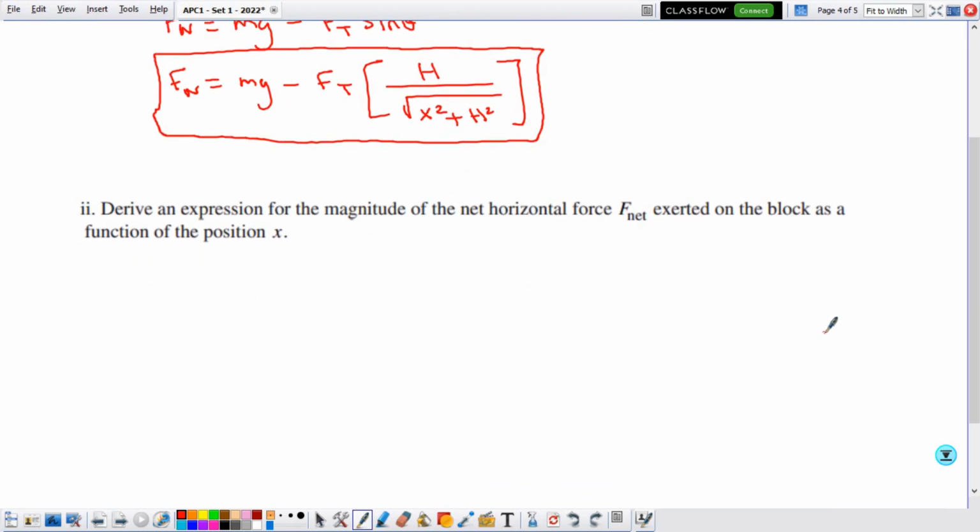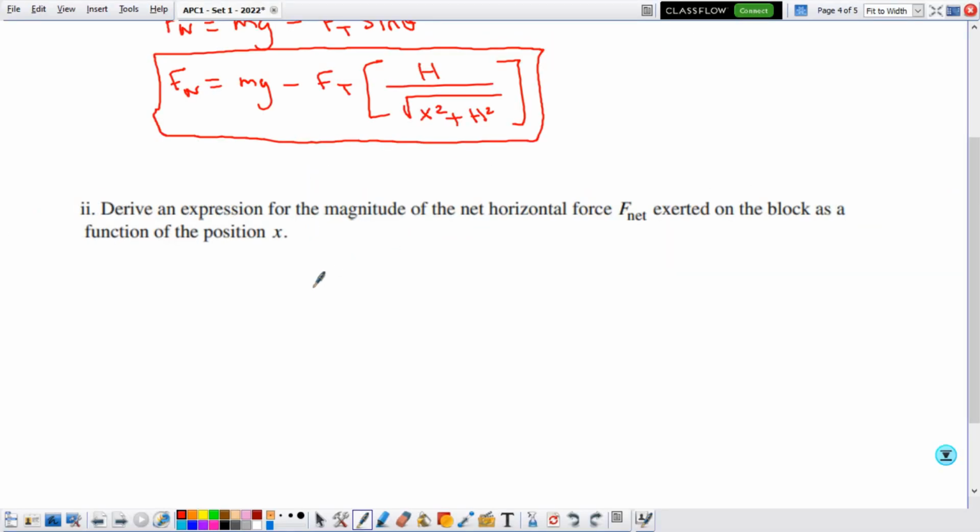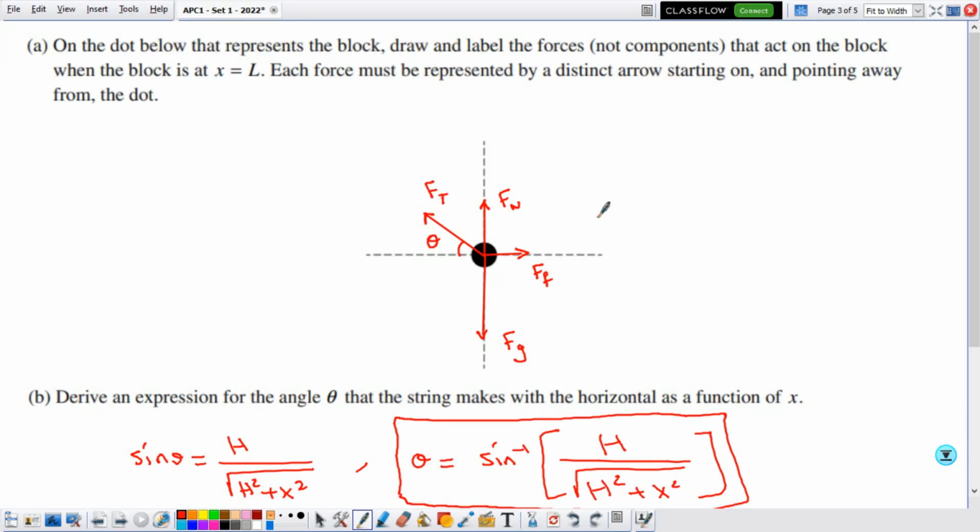Now derive an expression for the magnitude of the net horizontal force F net exerted on the block as a function of the position x. Now this part is very tricky for several reasons, because we need to determine the net horizontal force, and not in particular the net horizontal force, but the magnitude. So let me start by writing the net horizontal force. Now what are the forces acting along the horizontal? We have the tension and we have the friction.